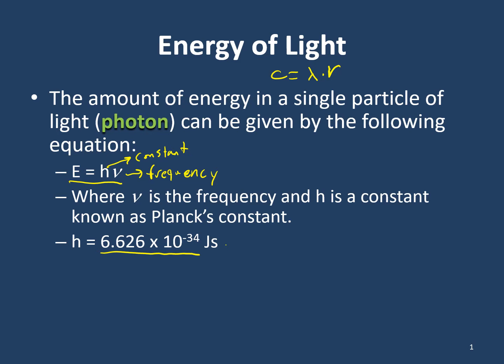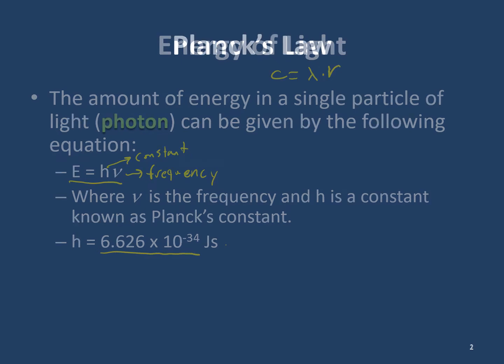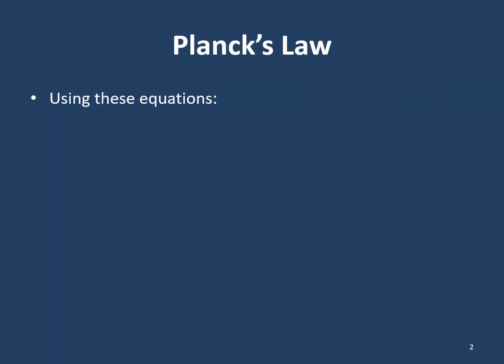All right, so let's talk about that. We have this equation, Planck's law, that we just learned about. And we also have another equation, that c is equal to lambda times nu. This was that first equation we talked about, and it's how light can be described in terms of the speed, the wavelength, and the frequency.